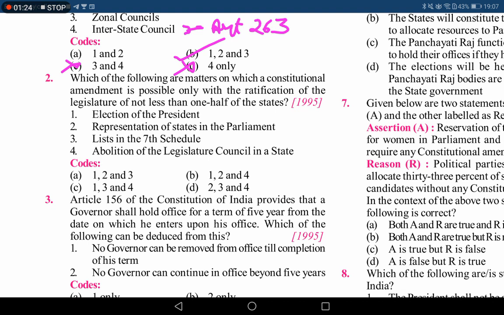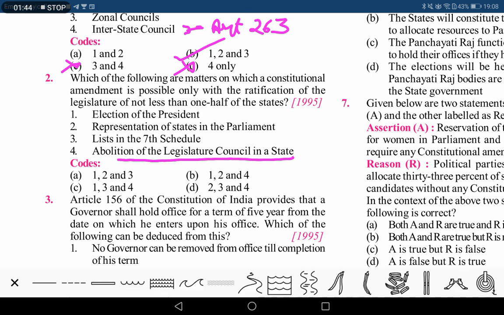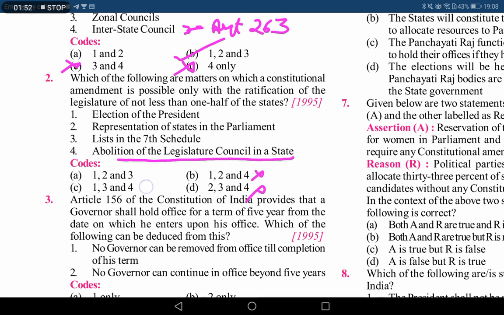All right, moving on to the next question. Which of the following are matters on which a constitutional amendment is possible only with the ratification of the legislature of not less than one half of the states? This means that without the ratification of the states, these constitutional amendments are not possible. Abolition of the legislative council in a state concerns just one state, so what does it have to do with the other states? Whether half the states of the entire country have to ratify that makes no sense. So option number 4 gets eliminated because we are just talking about one state. If that state's legislative assembly says yes, abolish the legislative council of that state, the Parliament can do so. So option number 1 is the correct answer.